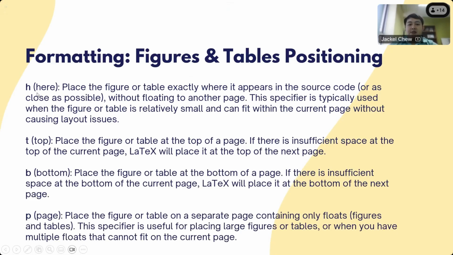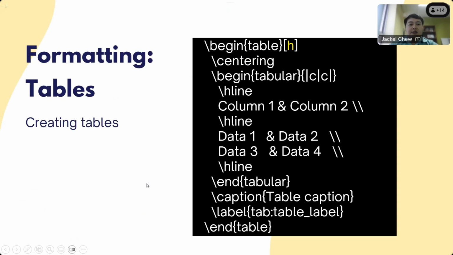So H is the exact location where you want to add the figure, T is at the top, B is at the bottom of the page, and P is the figure only without any text. Okay, so the same goes for tables. For tables, they use the same letters H, T, B, and P, but creating the table includes many more lines.